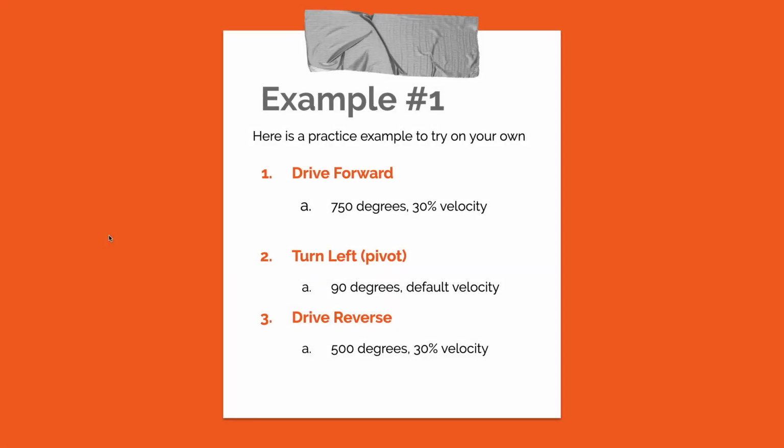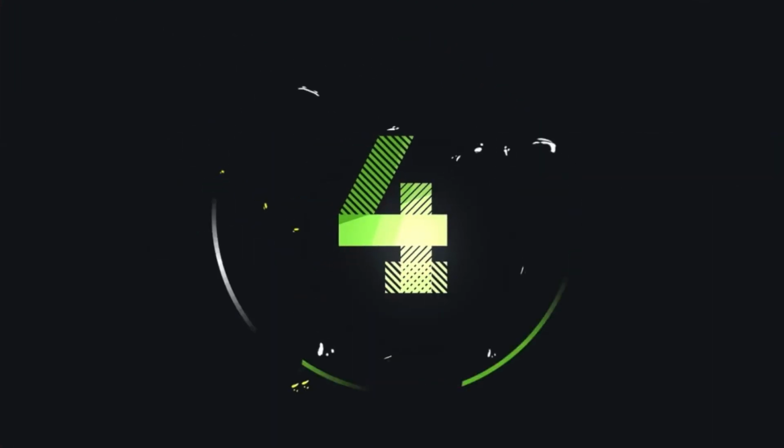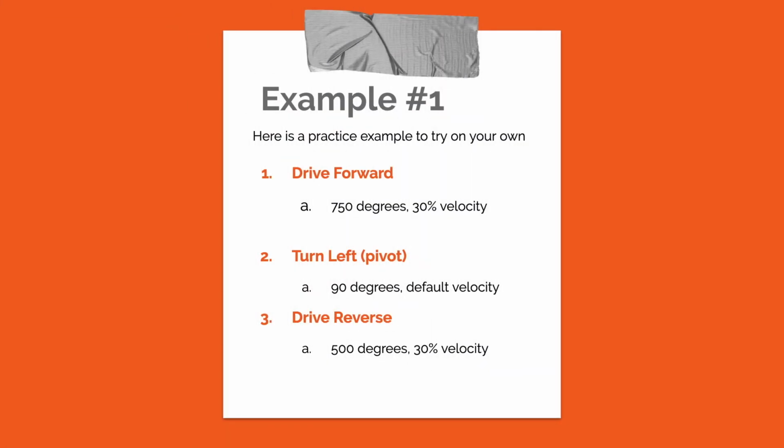So here are some examples you can try on your own. So the first one, we're going to be driving forward for 750 degrees at a 30% velocity. And then we're going to turn left and do a pivot turn. We're going to turn 90 degrees and we're going to do the default velocity. And finally, we're going to drive backwards for 500 degrees at 30% velocity. So pause the video and try these on your own. Okay, let's do it.